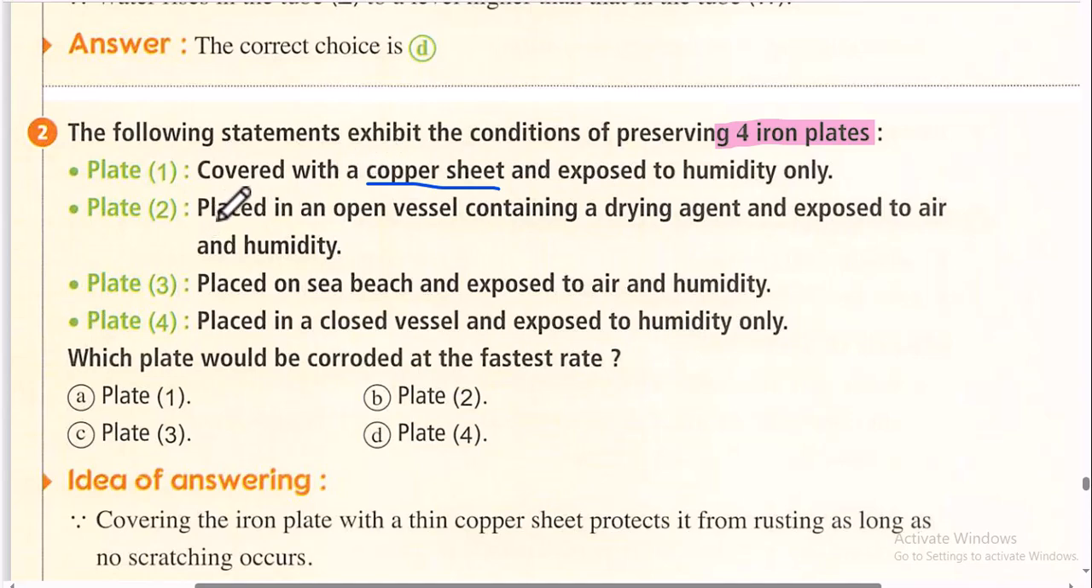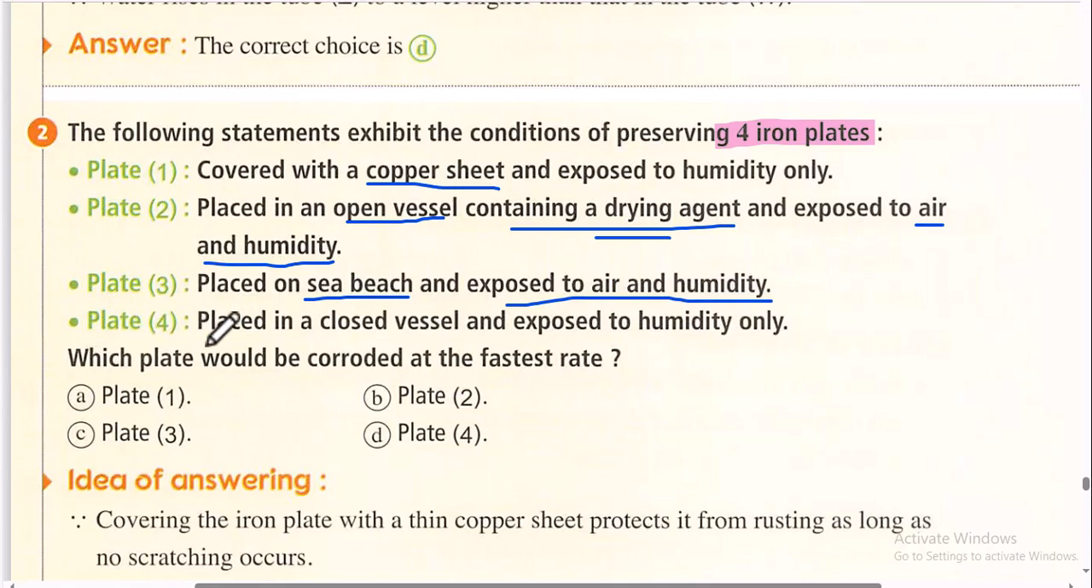So it is a kind of protection of the iron. The second, placed in an open vessel containing a drying agent. So the drying agent will protect it against rusting or corrosion. Exposed to air and humidity, okay, but there is some protection here, the drying agent, which absorbs the water vapor from air. Third plate, placed on the sea beach, where there is oxygen, there is air, there is water, which contains a lot of ions and humidity, so it is not preserved.